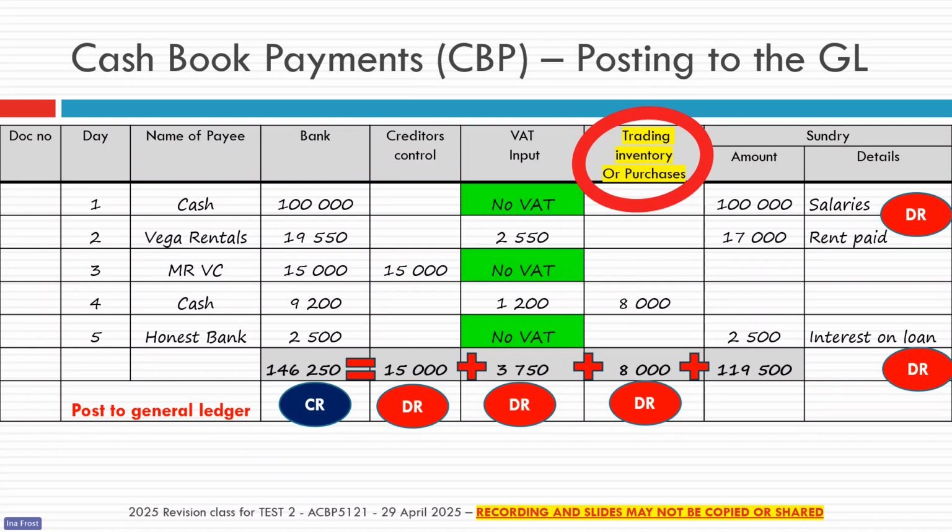Okay, then of course we also need to post this cash book to the general ledger. This time around, we're going to credit the bank column because now that is your cash payments. And now you can see we're going to debit all the other accounts. So we're going to debit the creditors, the VAT, the inventory, the salaries, the rent paid, and the interest on the loan. Remember, for the sundry accounts, you're going to debit each individual account, whereas for the accounts with their own column, like the creditors control, the input VAT, and the trading inventory, we're only going to debit the totals. So if it has a column, you use the total, but for sundries, you do need to go to the individual accounts.